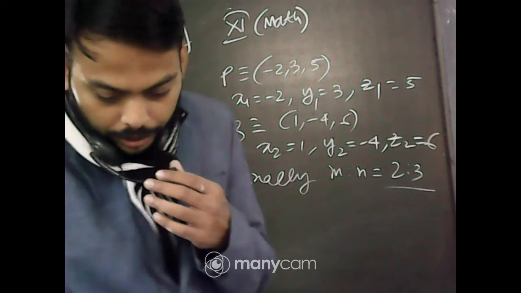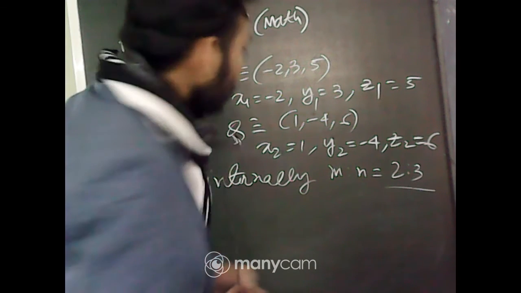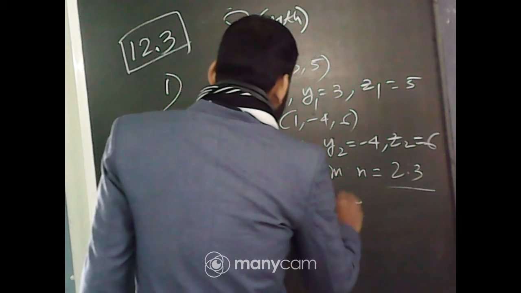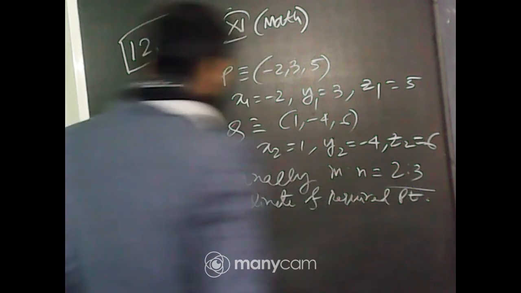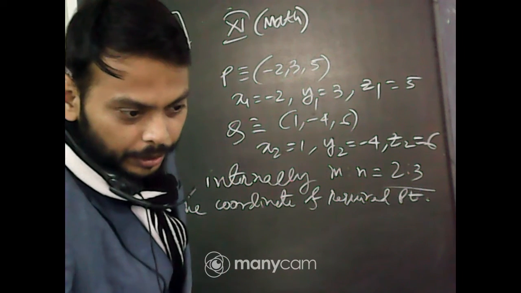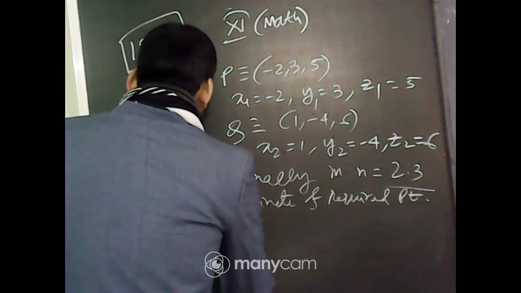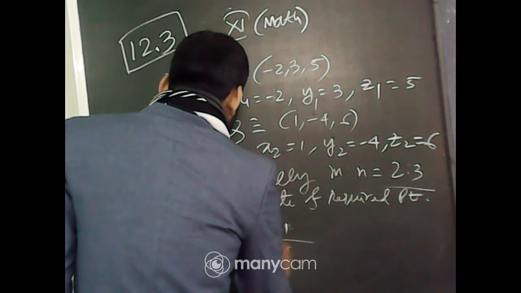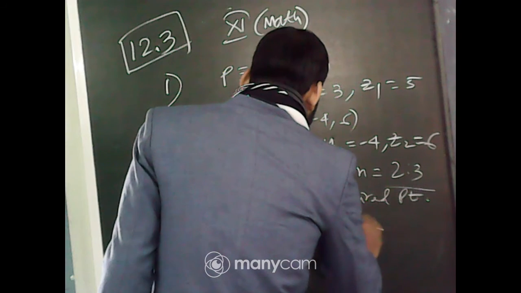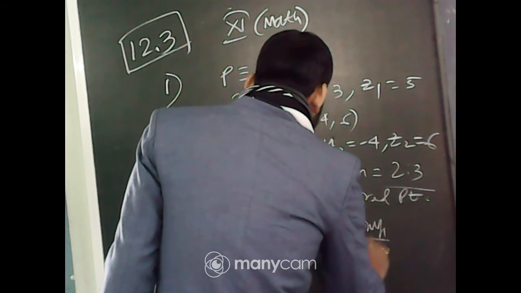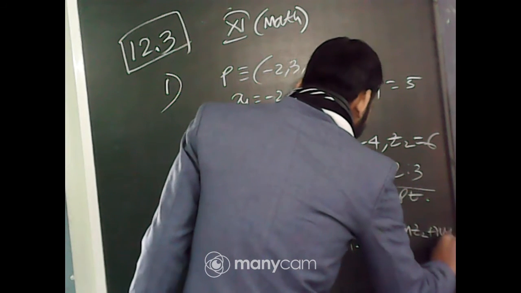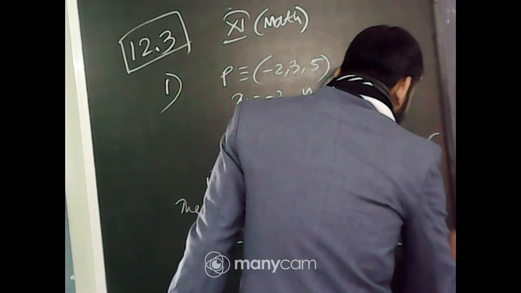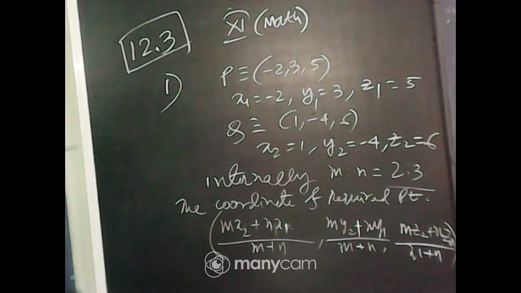Okay. So the coordinates of the required point, you do it in your copy: mx2 plus nx1 by m plus n, then my2 plus ny1 by m plus n, and mz2 plus nz1 by m plus n.